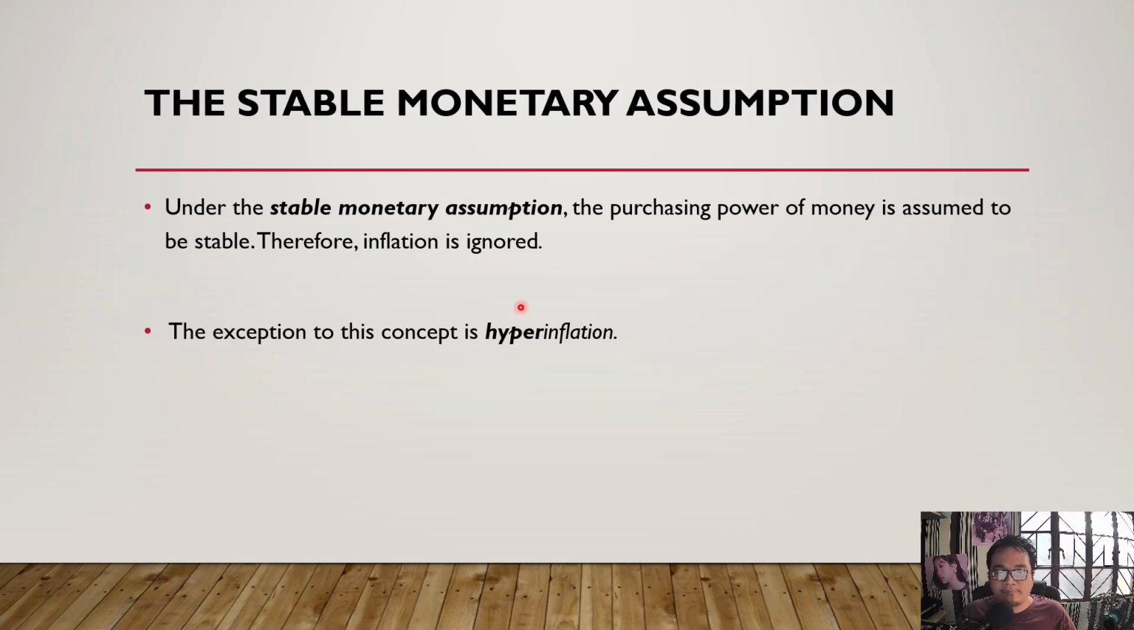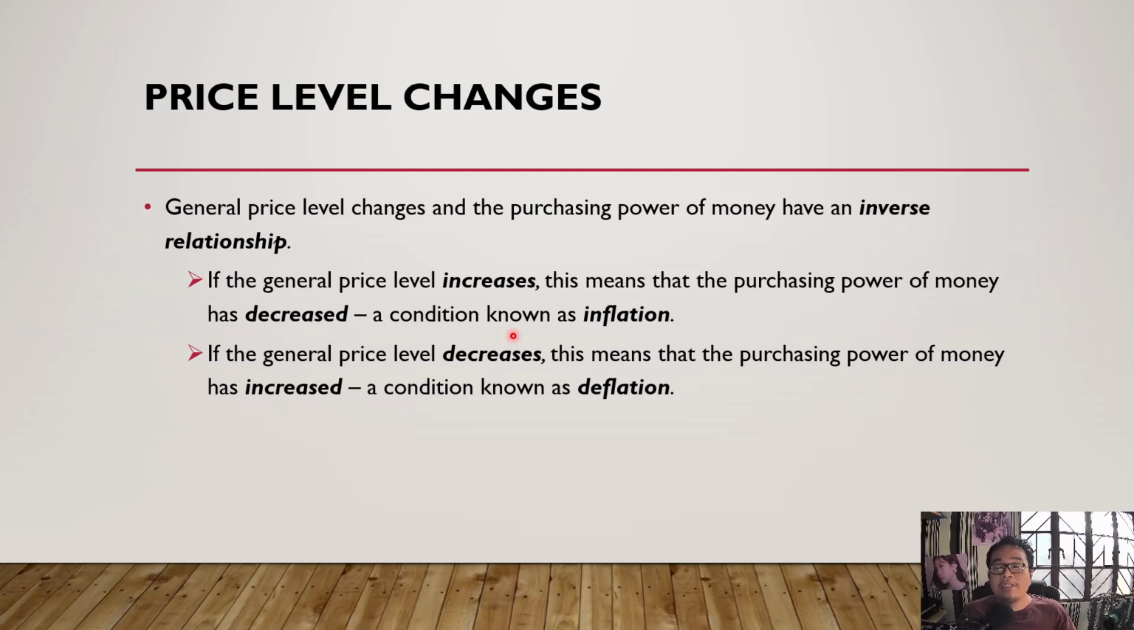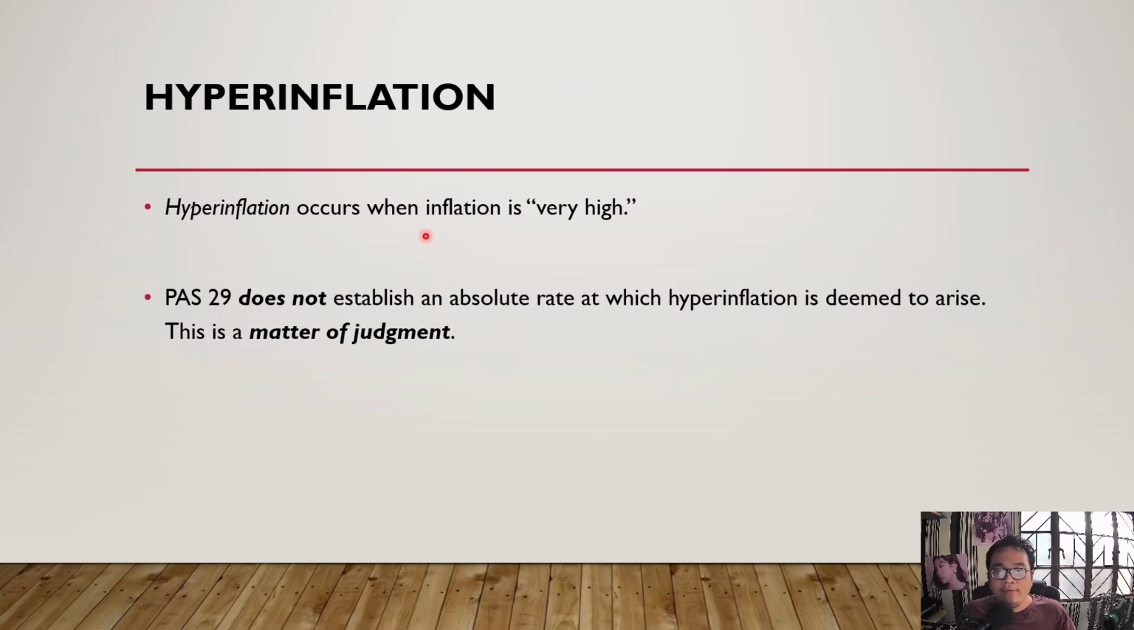Pagdating sa hyperinflation, abnormality na yan, kasi sobra na yung changes na nangyari. Hyperinflation occurs when inflation is very high. So, ano mga bansa na may naka-experience ng hyperinflation? Argentina, Venezuela, Zimbabwe. Yung German mark after World War I. Mga hyperinflation yun. Grabe ang pagtaas ng prices, while at the same time, yung value ng pera nila, pababa ng pababa.